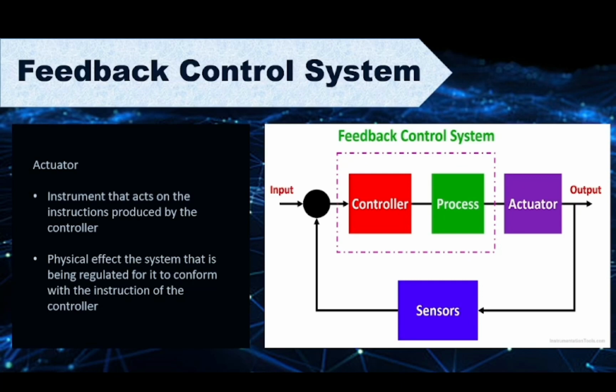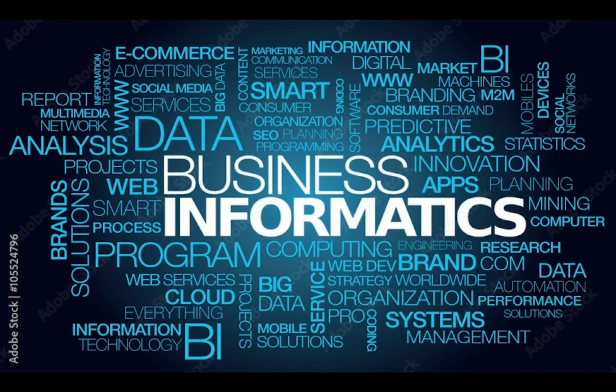So to summarize all the discussion about the feedback control system: sensors gather information about the environment, controllers analyze sensor data and make decisions, and actuators carry out actions based on controller commands. These components work in harmony to create automated systems found in various applications like home automation, robotics, industrial control systems, and more.